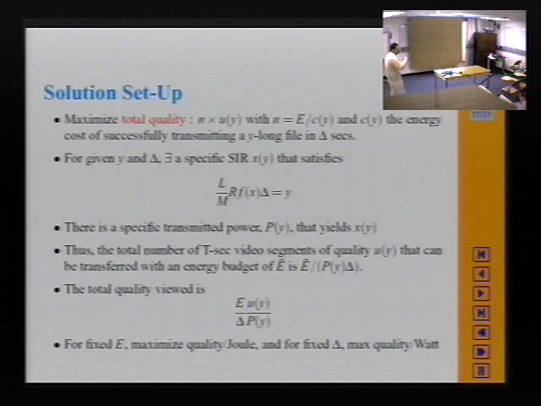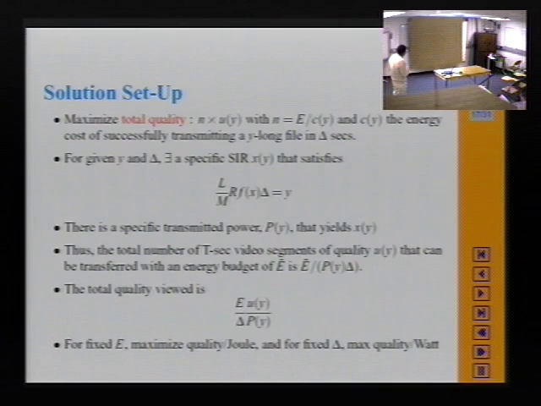Presumably you know the noise level, and you know the gains. So the fact is, once you choose Y, you know the power P of Y. It's the power, fixed power. And then what you have to do is to just rewrite what N is. N is just E divided by P of Y times delta. This is the total number of joules that are invested in transmitting those delta seconds.